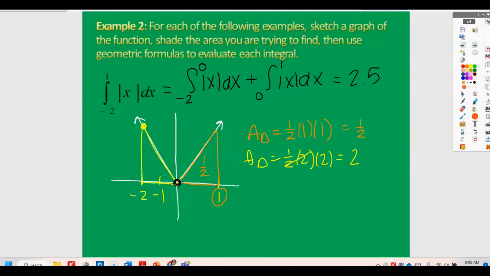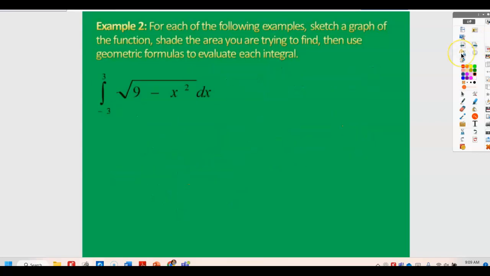A square root function represents what type of shape or curve?